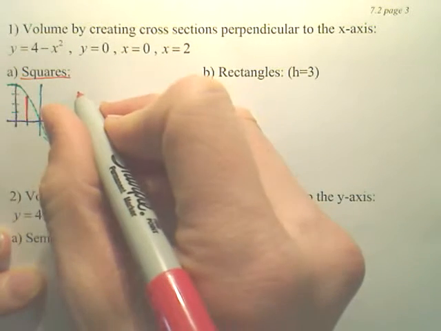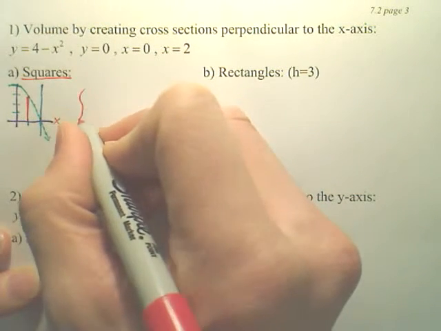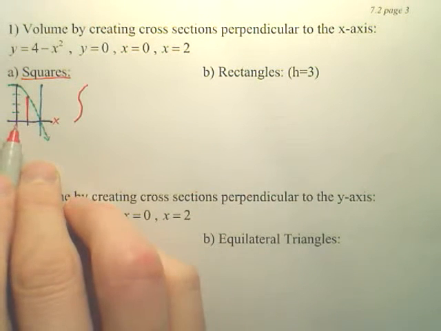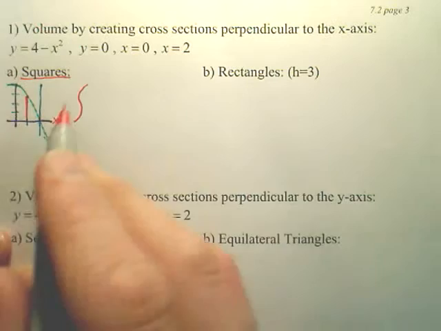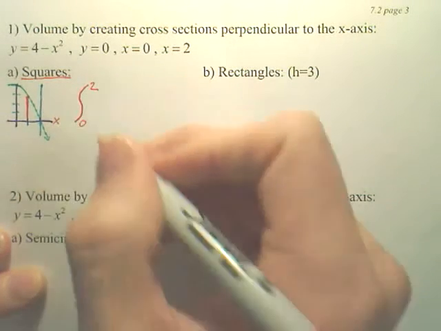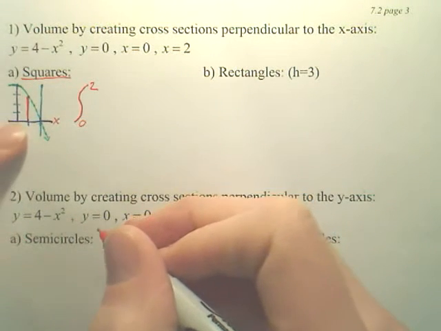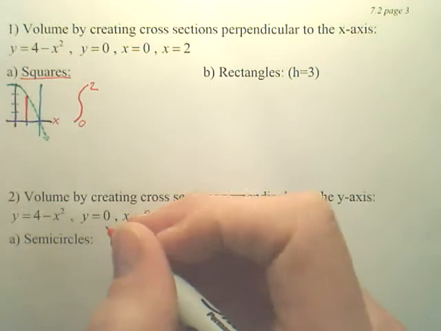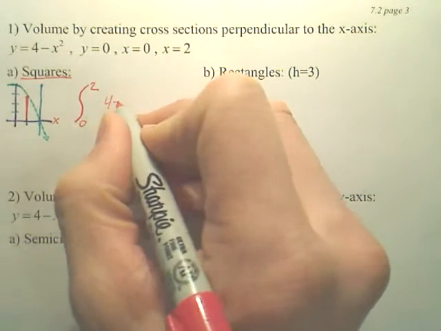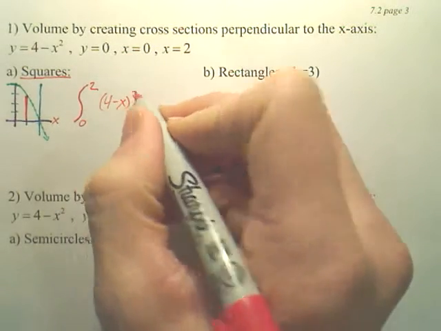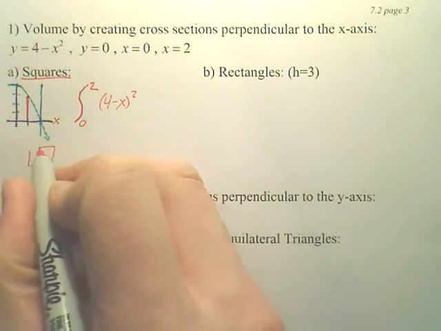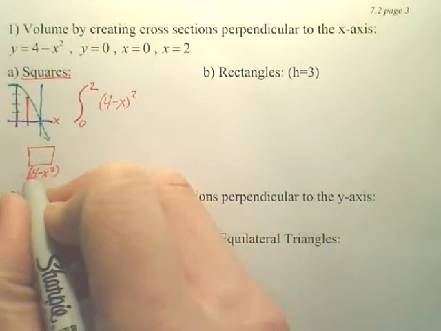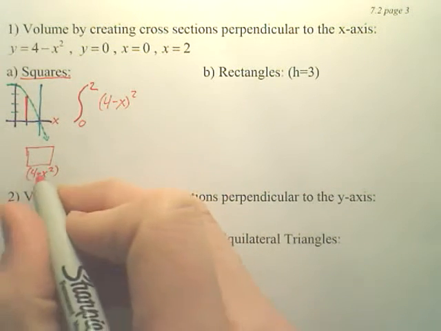Anywho, it's actually not that complicated of a problem, because what you're going to basically do is integrate from 0 to 2. Now, how do you get the height of this red line? Isn't that just 4 minus x squared? So the height of my square, if I have squares here, this is my base. Isn't my base just 4 minus x squared? Isn't the base of my square 4 minus x squared?